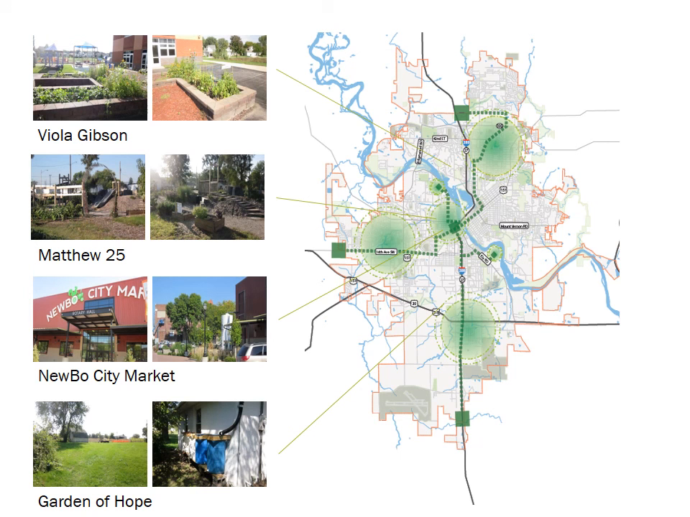By combining all of these layers of information from the mapping analysis, we generated several nodes within Cedar Rapids that could affect low-income, low-access areas as well as connect to other assets or gaps identified. On the left are images that were taken during the interviews with residents that are participating in the food system. This includes Viola Gibson Elementary School, Matthew 25 Urban Farm, the Nubo City Market and Shared Use Kitchen, as well as the Garden of Hope.